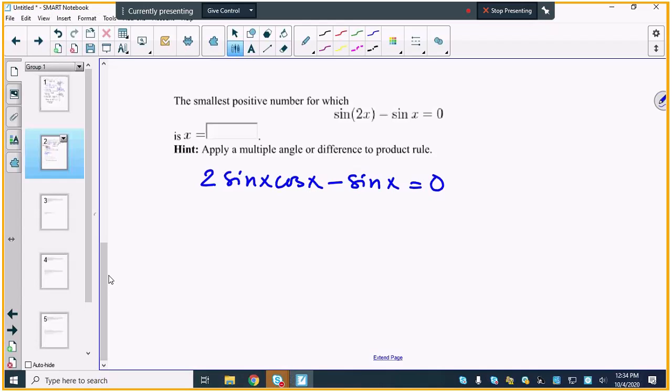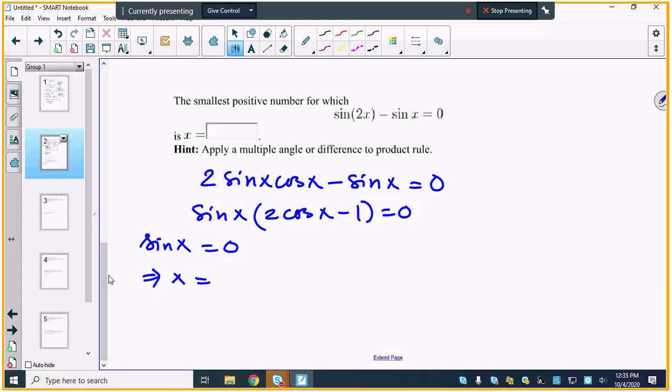Now, in order to solve it, I'm going to factor out sine x from both of these terms. So I get sine x times 2 cosine x minus 1 equal to 0. So sine x is equal to 0, which means x is equal to either 0, or pi, or 2 pi, and such and such.